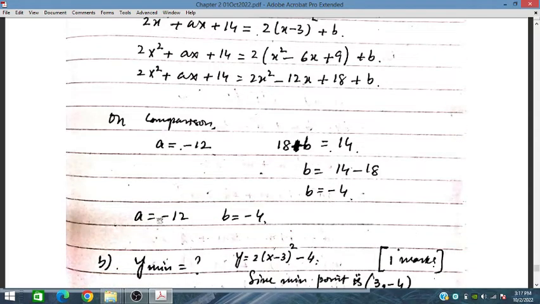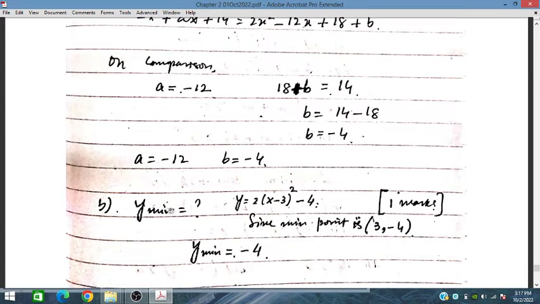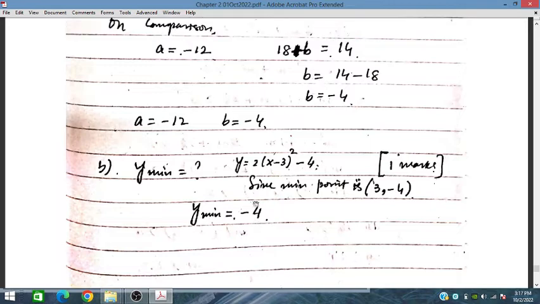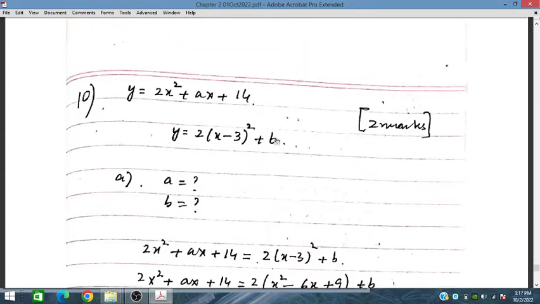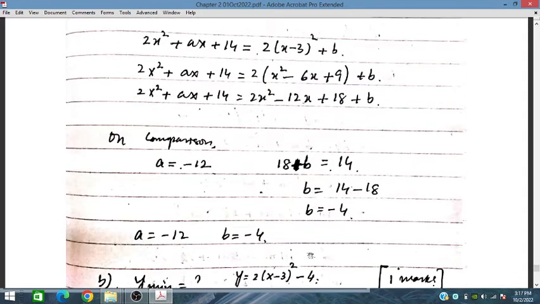So we have obtained a is equal to 12 and b is equal to -4, and y minimum is this value. At x is equal to 3, y will be minimum. So this is my minimum value. This is very easy. It was equal to b, as I said earlier. This is b. So we have obtained this.